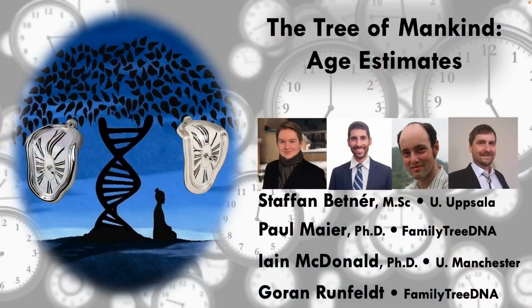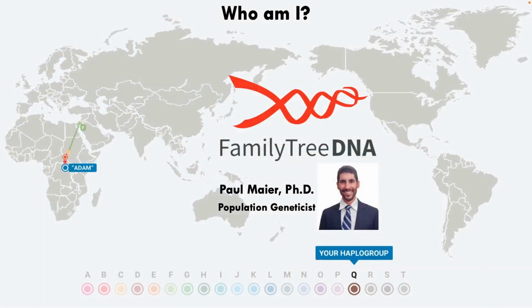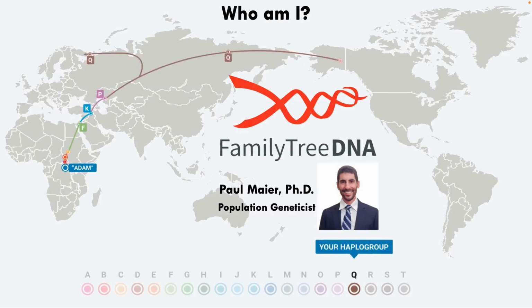Welcome! This talk will introduce the topic of age estimates for the tree of mankind. And these are my collaborators. My name is Paul Mayer. I'm the population geneticist at FamilyTreeDNA, and some of my other projects include My Origins 3 and the Million Mito project.